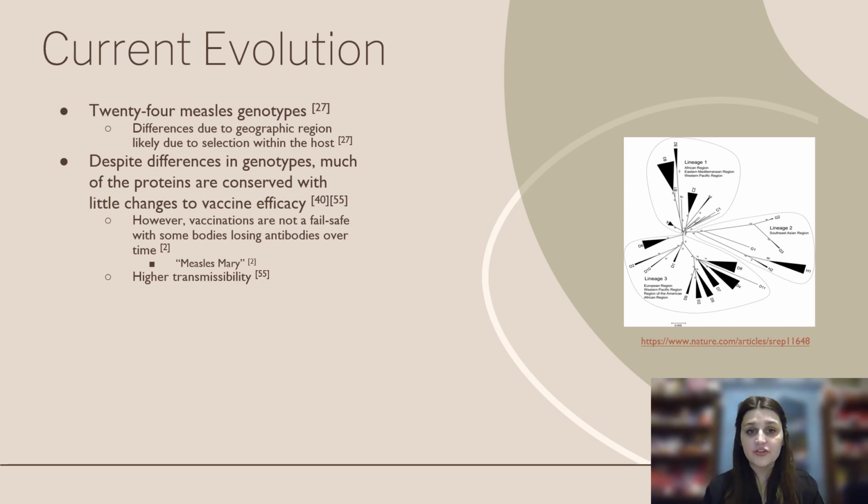However, many of the genotypes do have a higher transmissibility to those who are not immune, and vaccinations are not a failsafe. This is highlighted by Measles Mary, who was a woman who received both doses of the measles vaccine, but lost the antibodies over time to a negligible amount. So she caught and transmitted the virus to a number of people, some who were vaccinated and lost all of their antibodies, and some who were unvaccinated. Thus, it is important to track that efficacy over time and recommend boosters for those at risk.